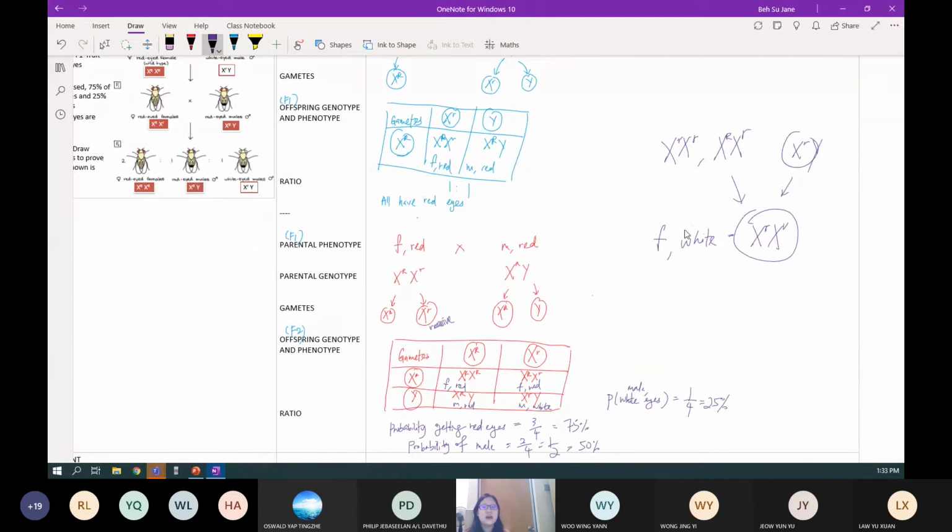So it's possible for a female to get white eyes only if the mom has a recessive allele and the dad has the recessive allele, because everyone inherits half from the mom, half from the dad, right? It requires a brain exercise.